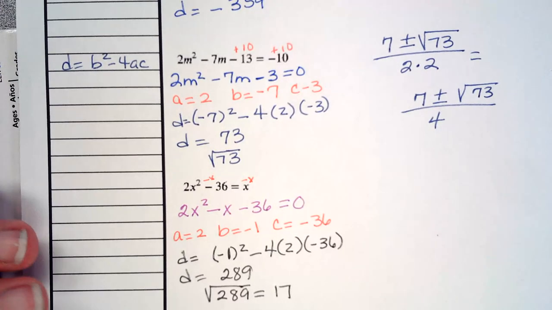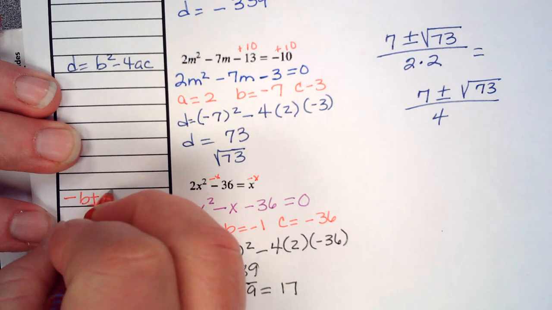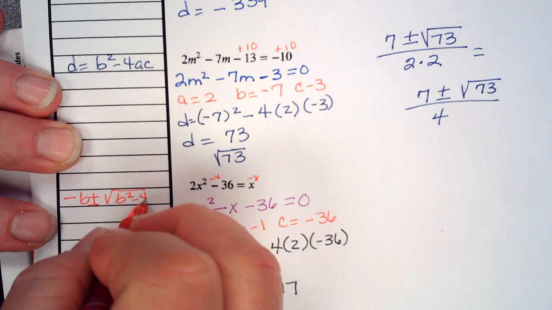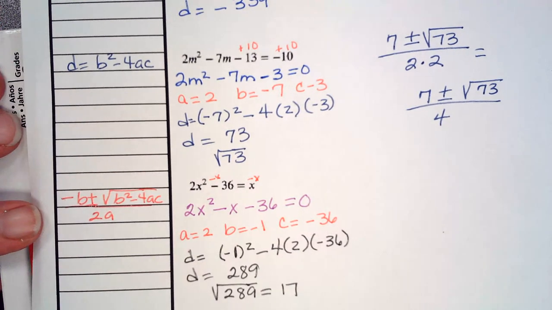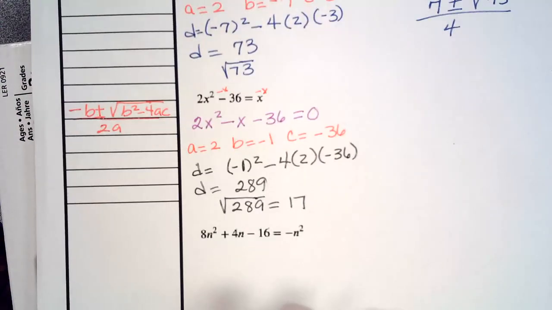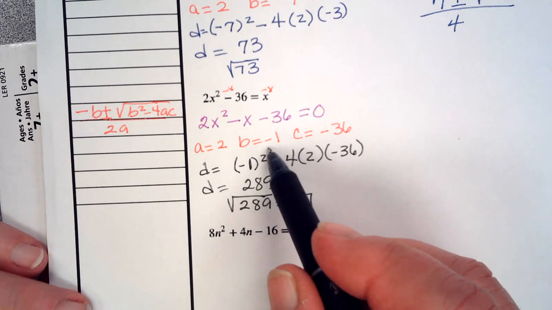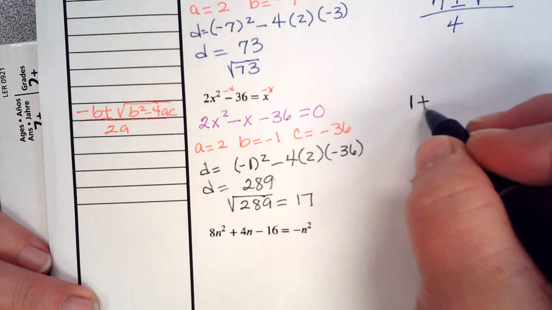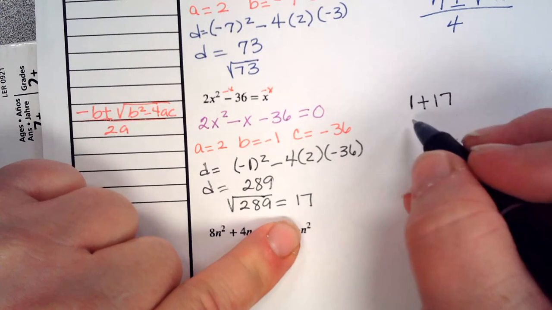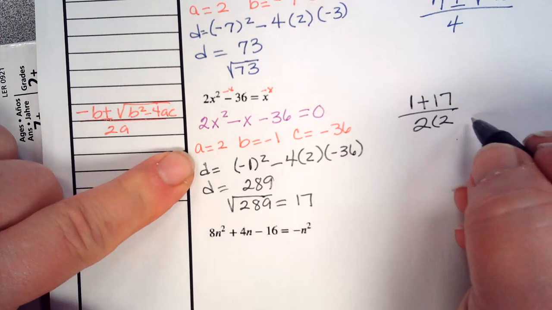Now remember our quadratic formula. The opposite of b plus or minus the square root of b squared minus 4ac all over 2a. So let's set this up and get started. The opposite of b. b is -1. The opposite of -1 is a +1. First time we add 17 divided by 2 times 2. 2a is 2 times 2.